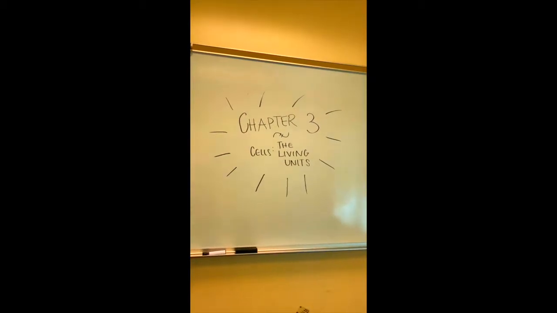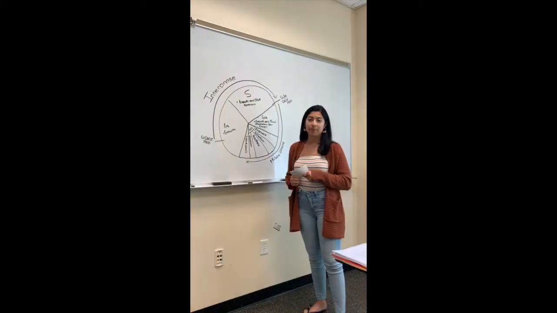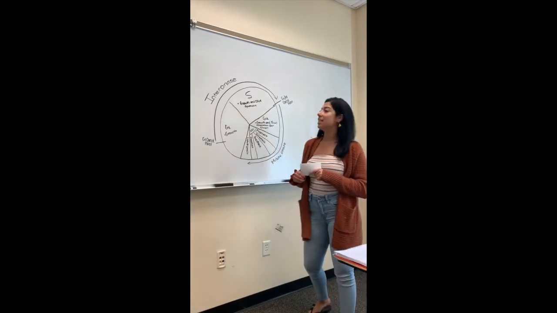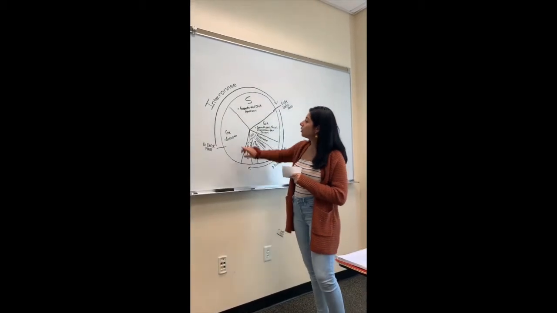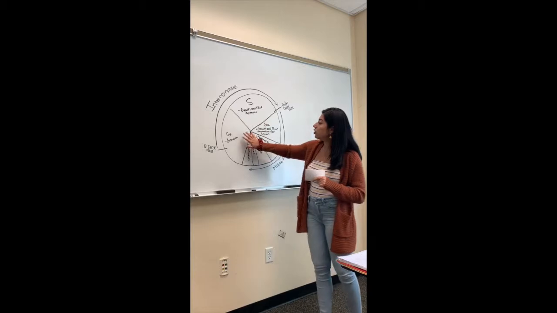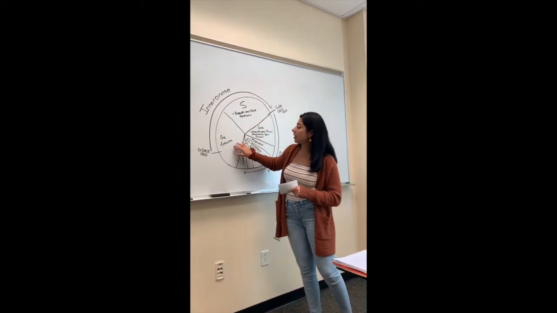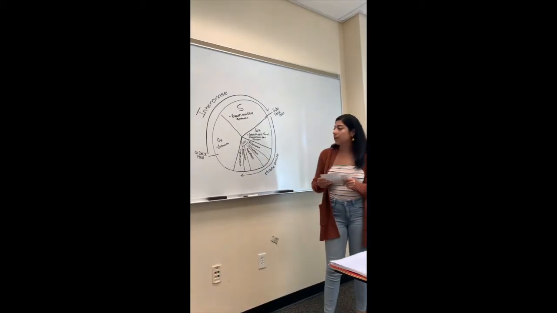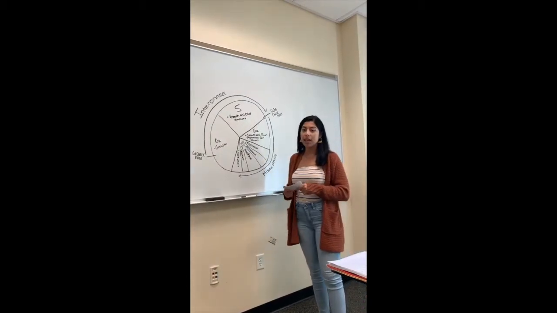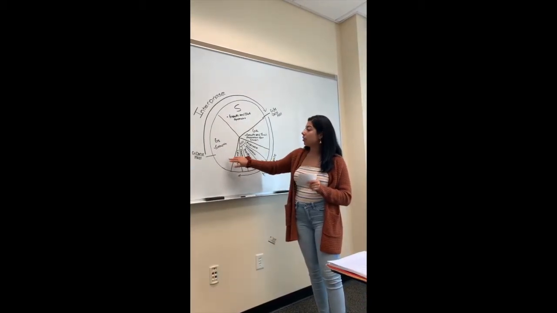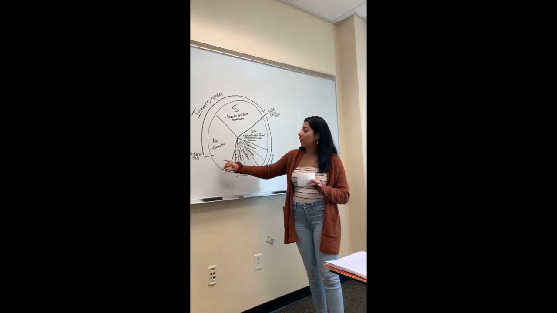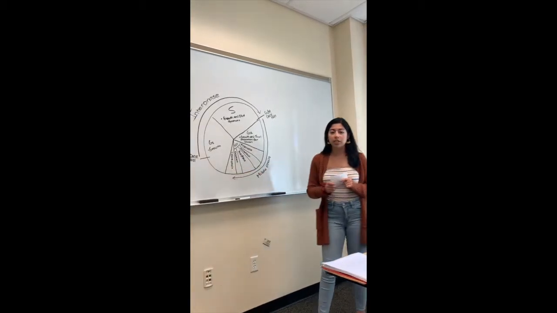Chapter 3, Cells, the living units. Okay, the topic of discussion is cell division, the first part of which is interphase, which includes the G1, S, and G2 phases. In G1, it's mainly growth. The cell is basically doing its normal thing by synthesizing proteins. If cells in this stage stop replicating, then they are said to be in the G0 phase.